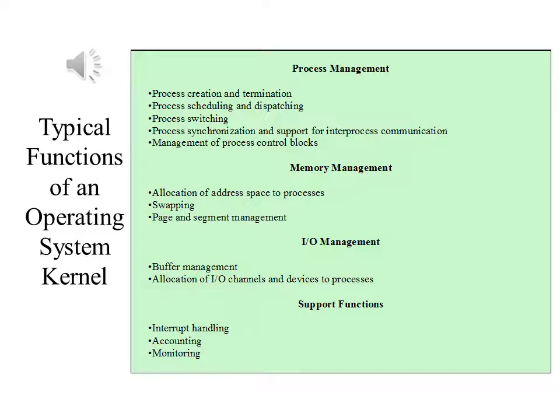The table you see on this slide covers functions that are typically handled by the kernel of an operating system. It could include process management functions, such as the creation or termination of processes, or their scheduling and dispatching. It covers process switching, process synchronization, and the management of the process control blocks themselves. It can handle memory management tasks such as the allocation of address space to processes, swapping, page and segment management. Similarly, it can also handle functions of input-output management and support functions such as interrupt handling, accounting, and monitoring.